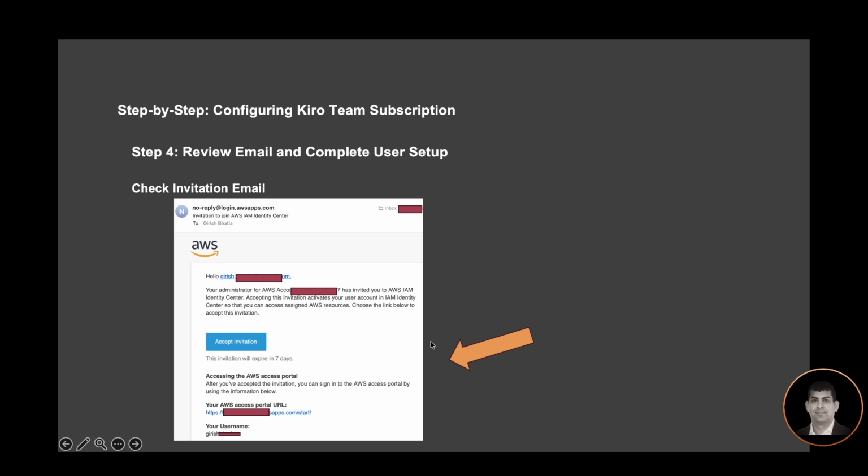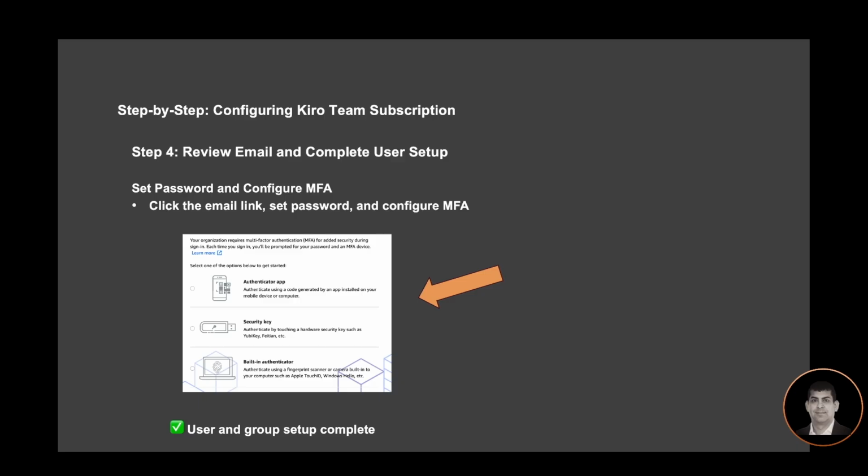Once I click on accept invitation, it will ask me to set up the credentials, which is the next step. So here I can set up my password and I can configure the MFA, and that will complete the user and group setup. And then in the next step, Kiro subscription, I can use this group and user to subscribe to the Kiro team subscription. So that's the next step.